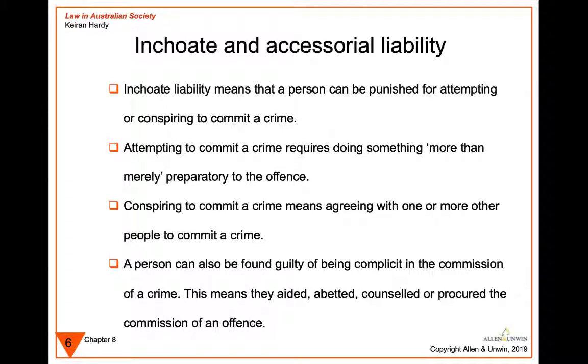One person can also be found guilty of being complicit in the commission of crime by another. We say that they aided, abetted, counselled, or procured the commission of an offence. So for a murder case, if somebody supplied the weapon that was later used to kill somebody, that first person could be found guilty of aiding and abetting the offence.